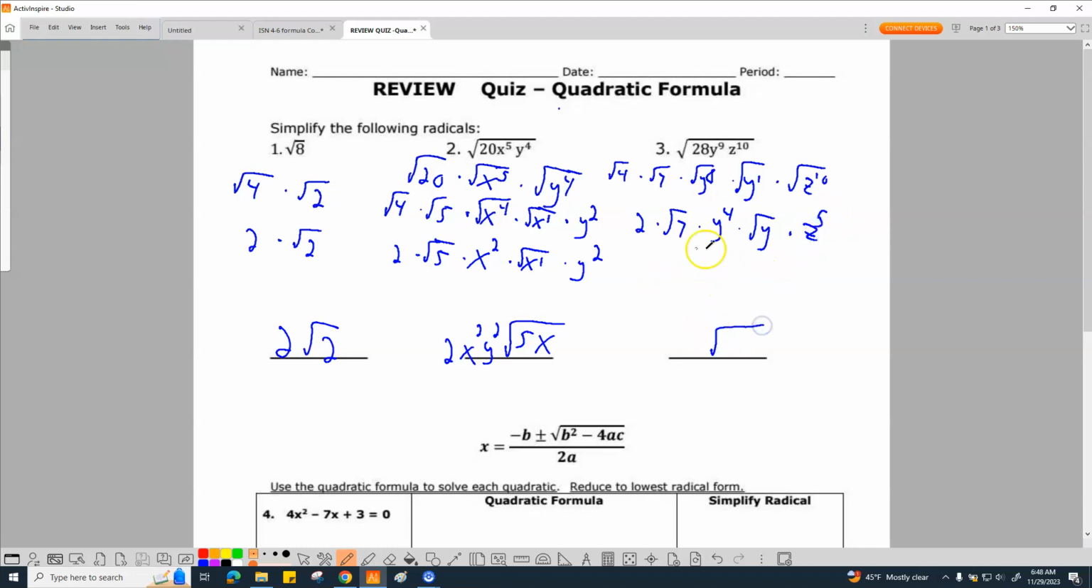So now, I'm checking everything. 2 can't be reduced. Square root of 7 can't be reduced. This is already reduced. Everything's already reduced. So what's inside my house? Numbers first. That's a 7 and a y. So those are gone. And now, what's outside the house? Starting backwards in the alphabet, that's z to the 5. That's y to the 4th. And then the number left over is 2. And we have ourselves a simplification.